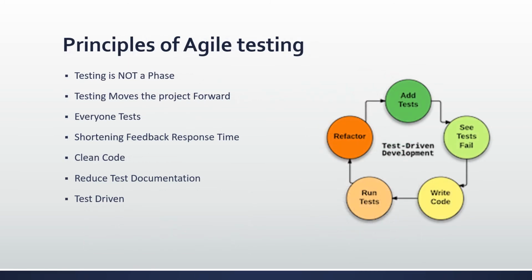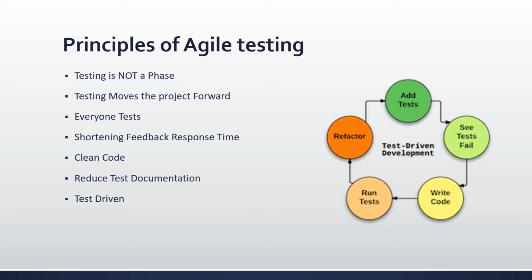So there's a handful of principles of Agile testing that you should be aware of. First, testing is not a phase. Agile test teams test continuously, and continuous testing is the only way to ensure continuous progress. Testing moves the project forward. When following conventional methods, testing is considered a quality gate, but Agile testing provides feedback on an ongoing basis, and the product meets the business demands.